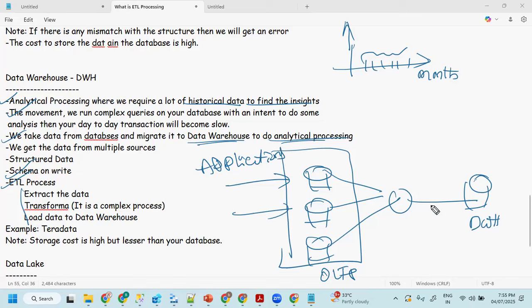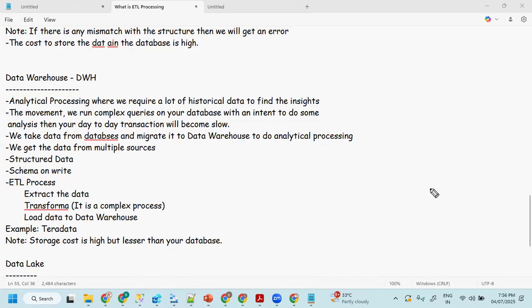An example for your DWH is Teradata. Here also the cost is high, but when you compare it with your OLTP system, it will be less. The data lake came into the picture because the data warehouse and OLTP systems both store only structured data.